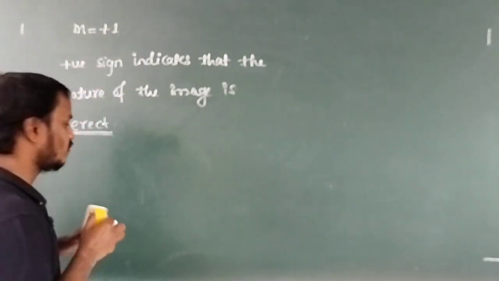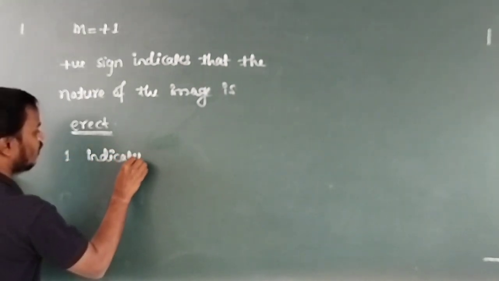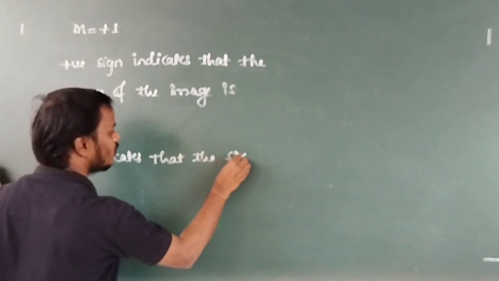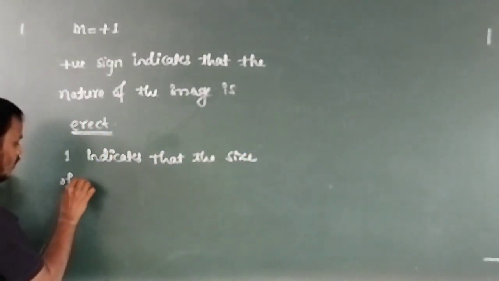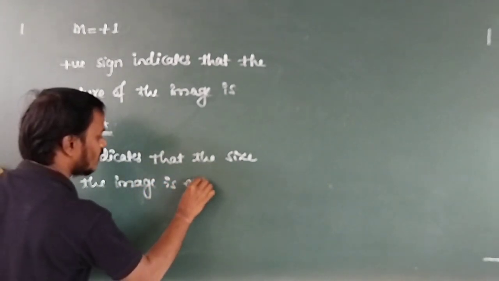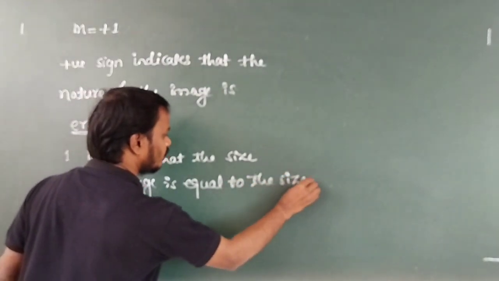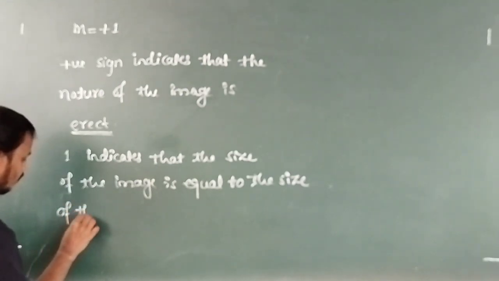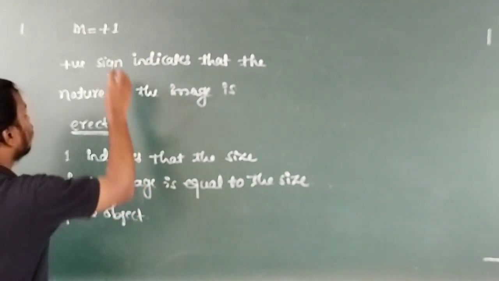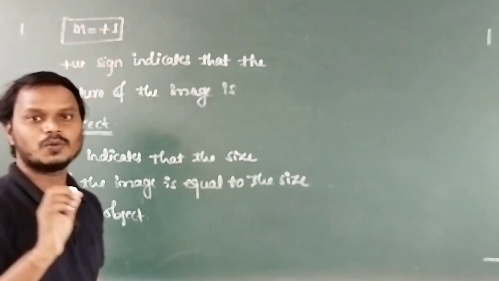What does 1 indicate here? 1 indicates that the size of the image is equal to the size of the object. So this is about the magnification produced by a plane mirror. Remember this point: what is the value of magnification produced by a plane mirror? That is +1. Okay.